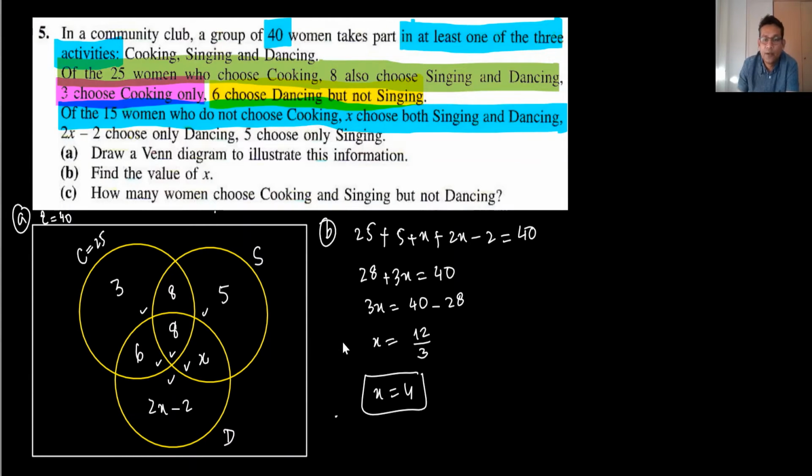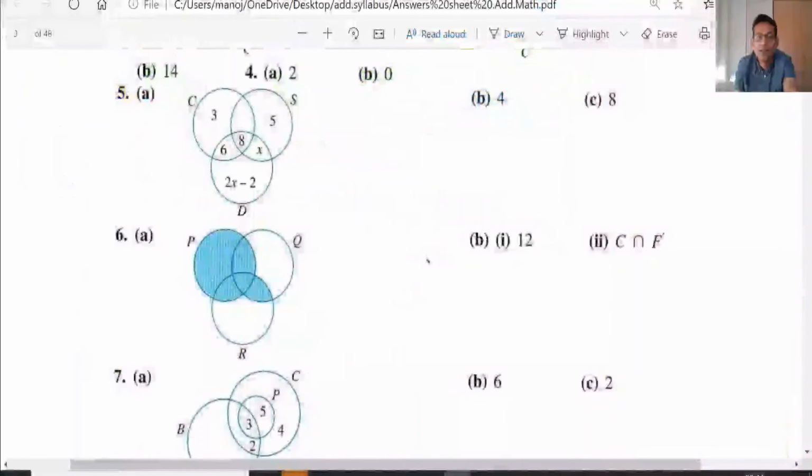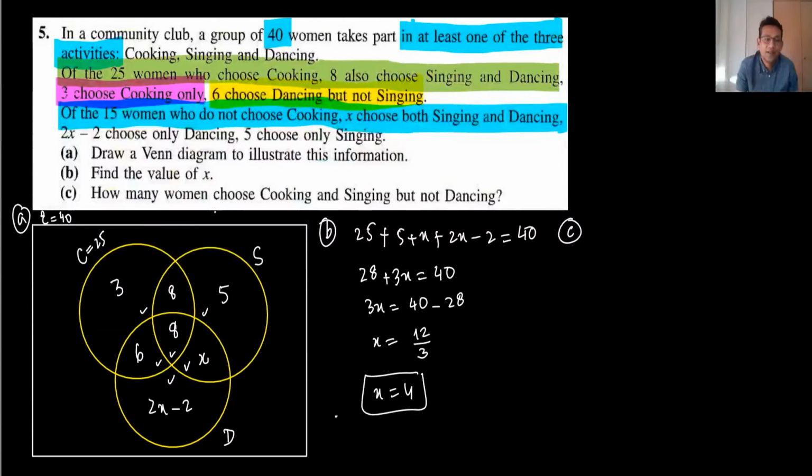Moving to part C now. How many women choose cooking and singing but not dancing? First of all, what area do we need actually? How many women who choose cooking and singing, cooking and singing but not dancing? This is right, we have already done it. So this was the right answer. So this is 8. So this way we have done question number 5.